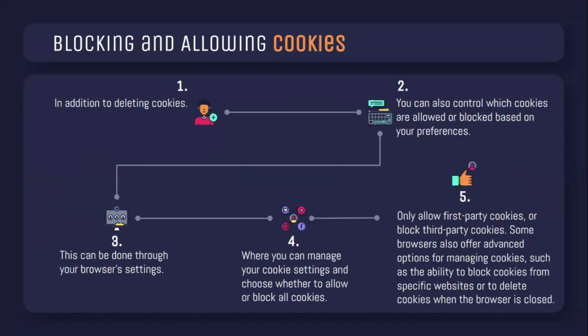Blocking and allowing cookies. In addition to deleting cookies, you can also control which cookies are allowed or blocked based on your preferences. This can be done through your browser settings, where you can manage your cookie settings and choose whether to allow or block all cookies, only allow first-party cookies, or block third-party cookies. Some browsers also offer advanced options for managing cookies, such as the ability to block cookies from specific websites or to delete cookies when the browser is closed.